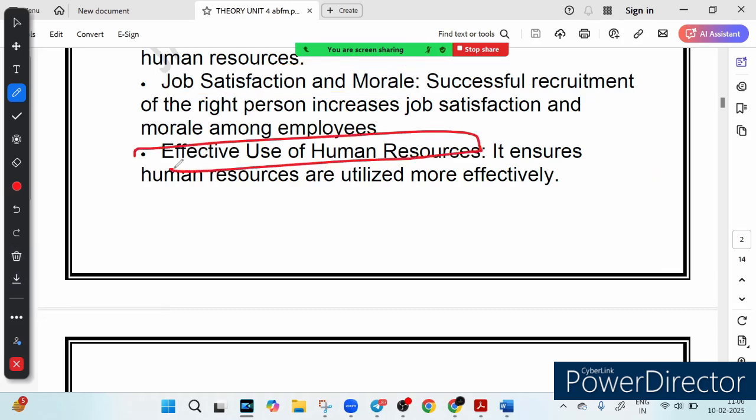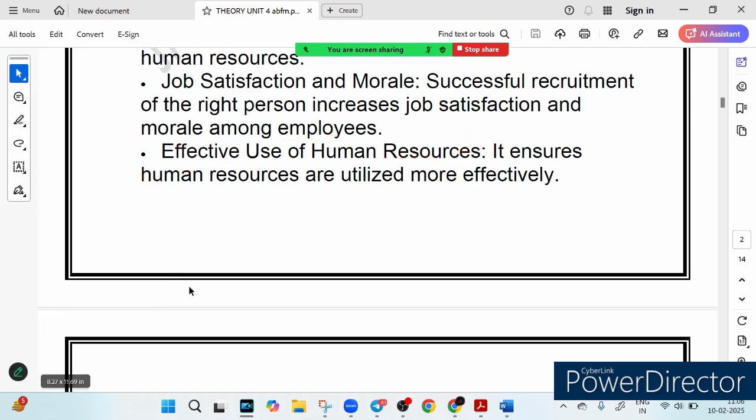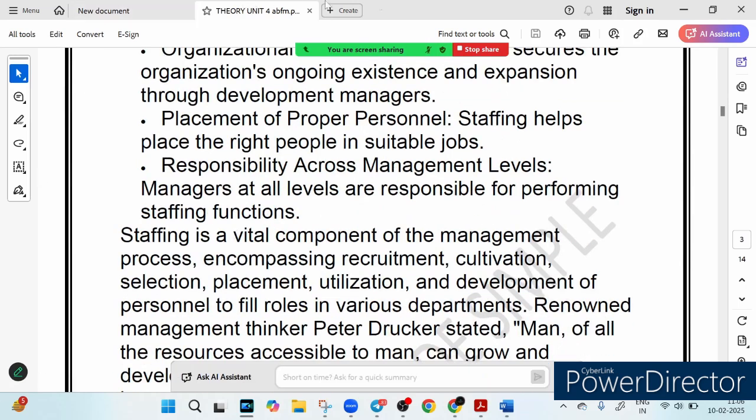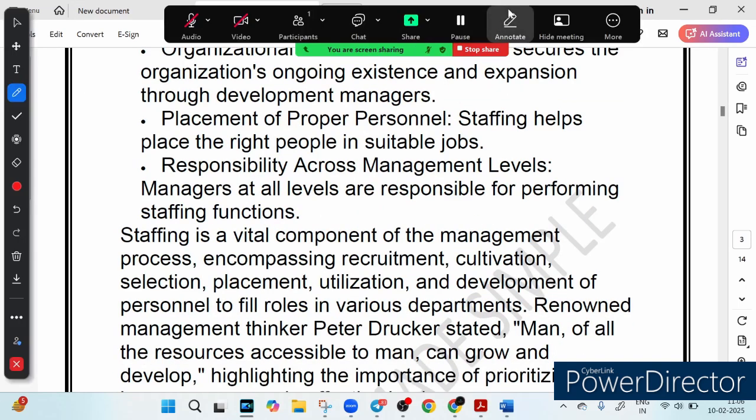The next is ensuring organization growth, right? It means that good staffing fuels the long-term growth and survival of a business by building a strong manager, by building a strong leader. That is one point. So organization growth and survival, here you can see. Now the next is placing the right people at the right job. Imagine a chef working as an accountant. It would not work, right? Staffing ensures that everyone is in a role that suits them.